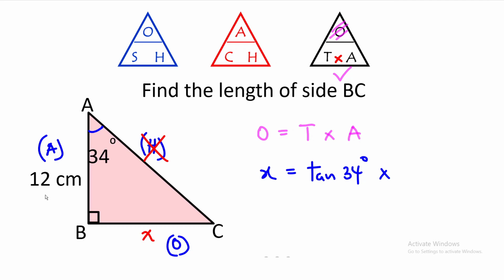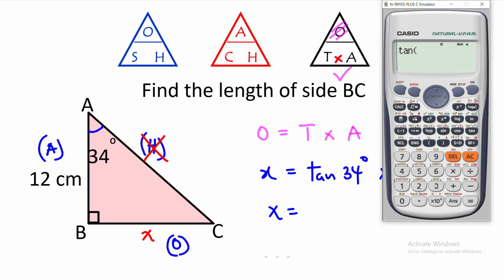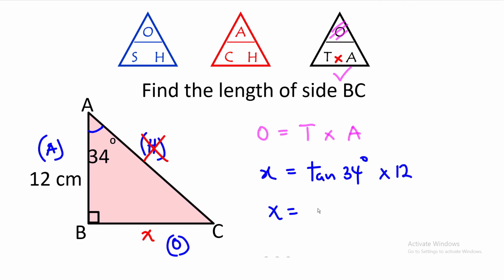Again, you can look at the question here, you see that's 12 centimeters. And then, of course, you multiply tan 34 degrees times 12. On the calculator, you have 8.094, and so on. You really want your answer in one decimal place, so it's going to be 8.1. Of course, it's going to be centimeters. So the side BC is 8.1 centimeters.